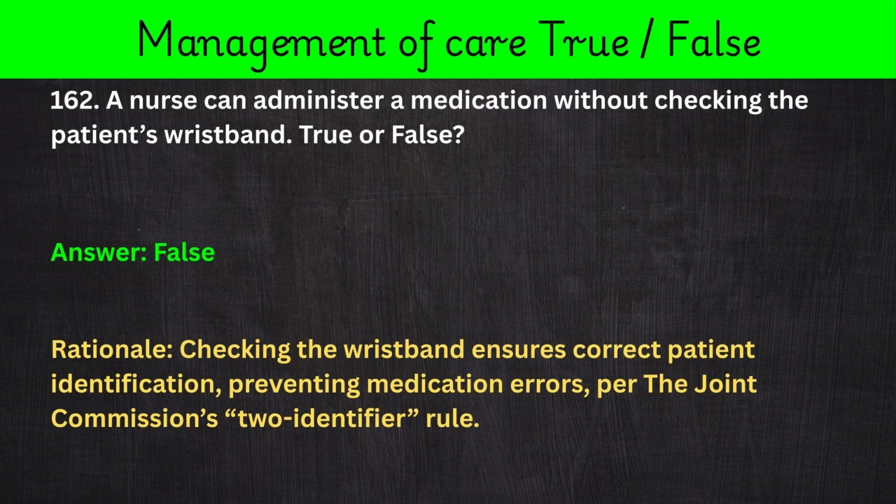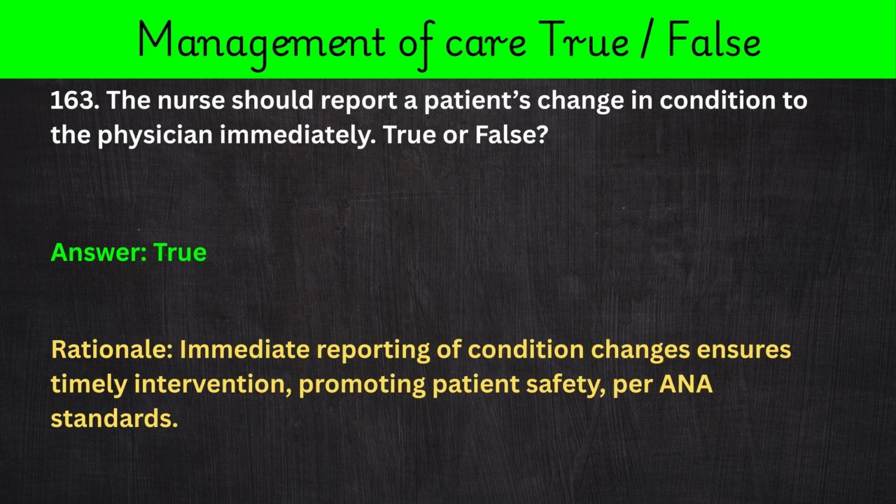162. A nurse can administer a medication without checking the patient's wristband. True or false? Answer: false. Rationale: checking the wristband ensures correct patient identification, preventing medication errors per the Joint Commission's two-identifier rule.